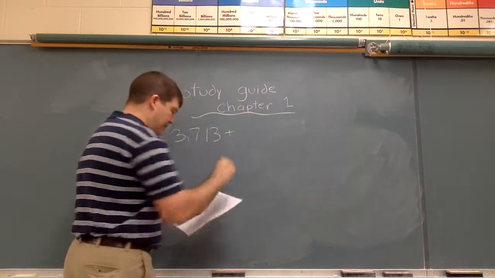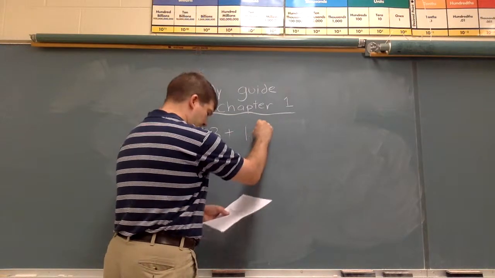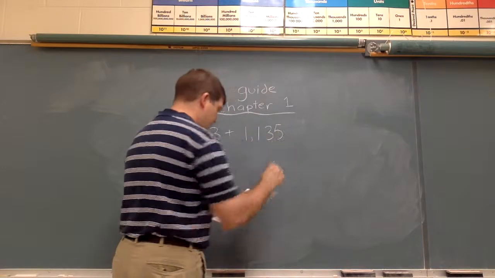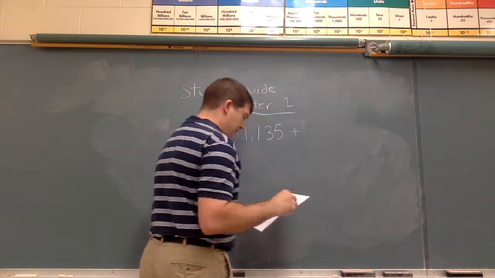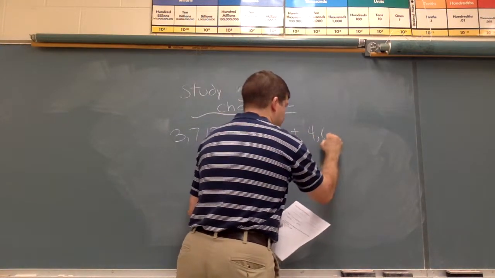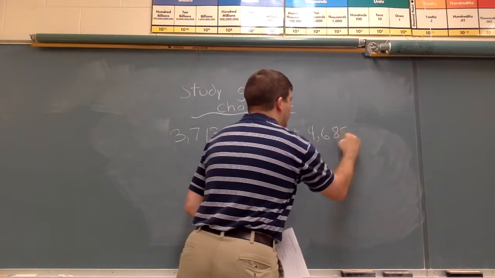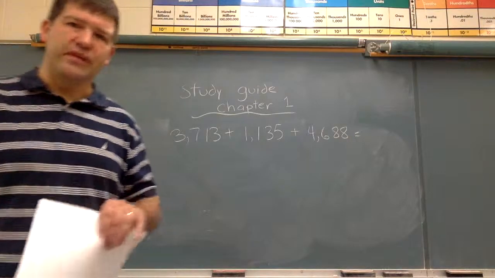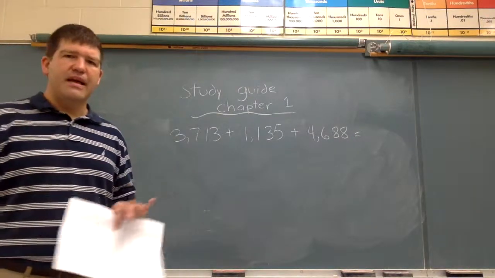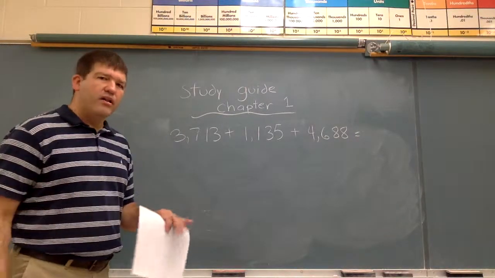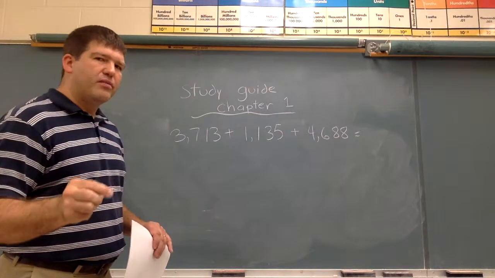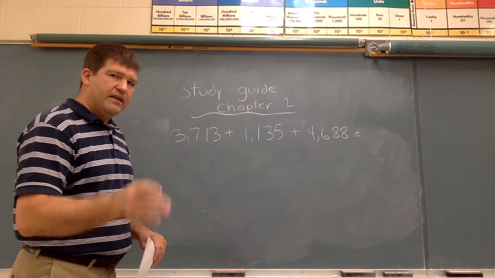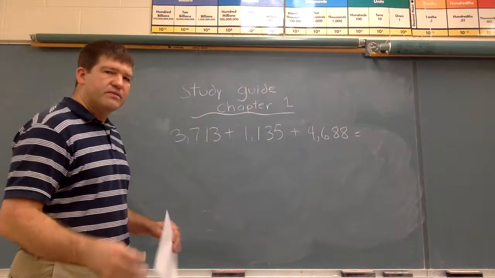3,713 plus 1,135 plus 4,688. Okay, I want to get an estimate. Front-end estimation with adjustment. Rounding is not in this at all. There's one little place where you do one rounding thing, but mainly it's front end. And you want to get your thousands and then your hundreds and then put those together.